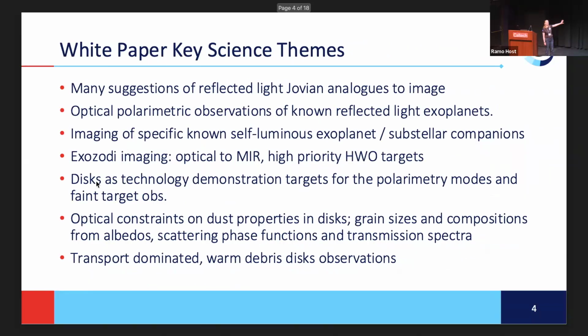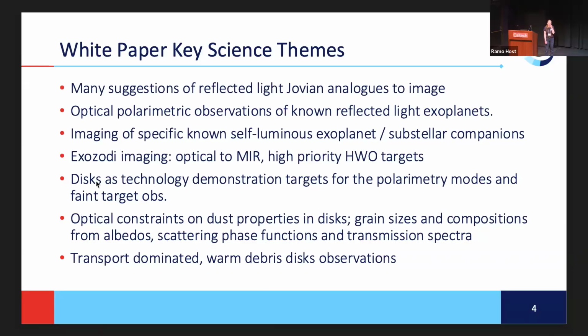So I'll briefly summarize some of the key themes that came out of those white papers and are providing guiding principles for the observation phase, especially in the early mission. Bertrand already mentioned most of these. We had a lot of white papers suggesting, please do imaging, spectroscopy, or even polarimetry of my favorite planet, right? Both self-luminous and reflected light planets.